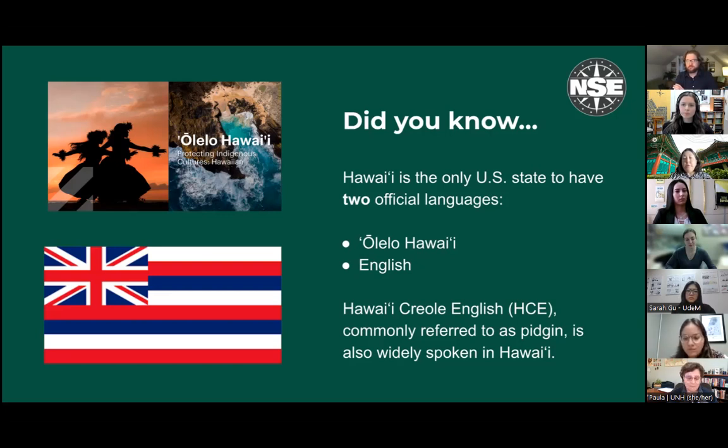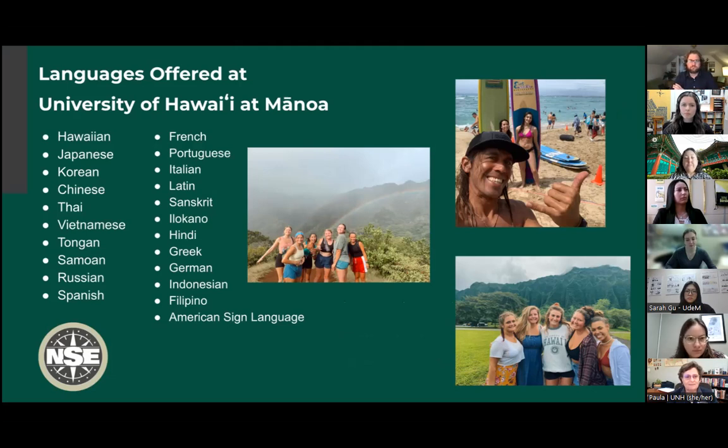In addition to those, we've got lots of different language classes that you can take here. And the next slide will go over the different languages. So we've got a really wide range of languages from Hawaiian, of course. We've got Japanese, Korean, Chinese, Thai, Vietnamese, Tongan, Samoan, Russian, Spanish, French, Portuguese, Italian, Latin, Sanskrit, Ilocano, Hindi, Greek, German, Indonesian, Filipino, and American Sign Language. So we've got all of these options for students that want to explore different languages.